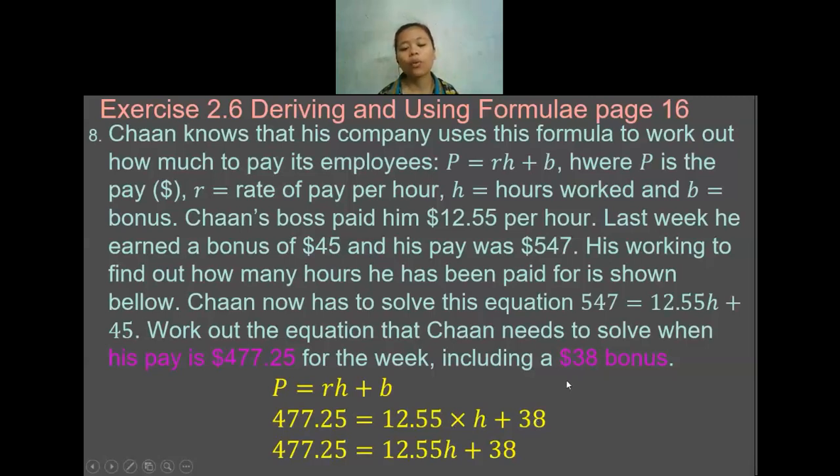So now we can simplify 12.55 times H. We can just write it as 12.55H. So in the end, we will have the equation, which is 477.25 equals 12.55H plus 38.